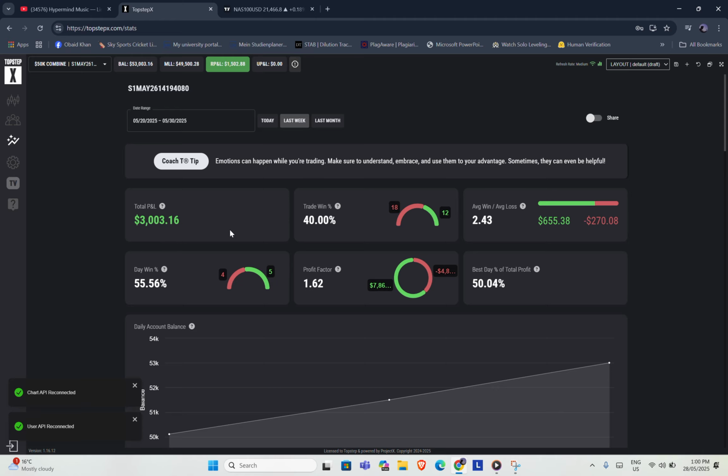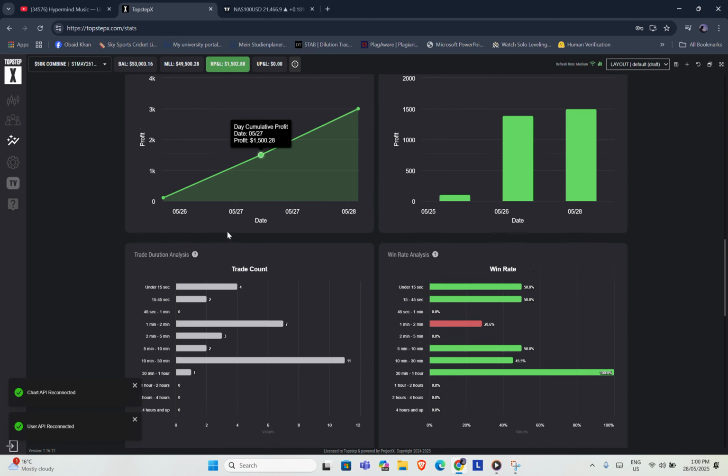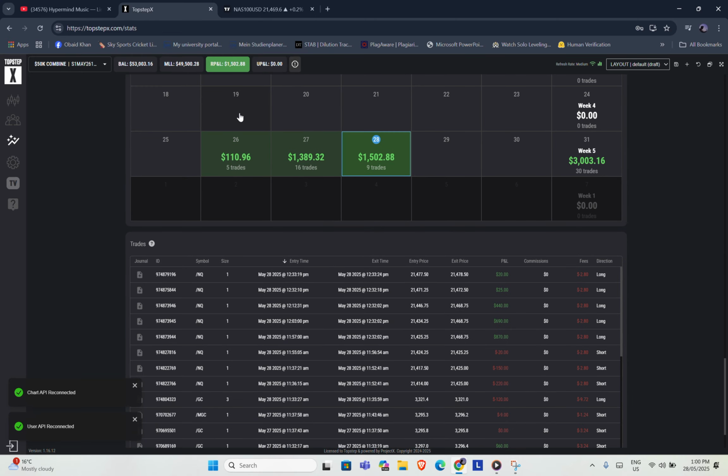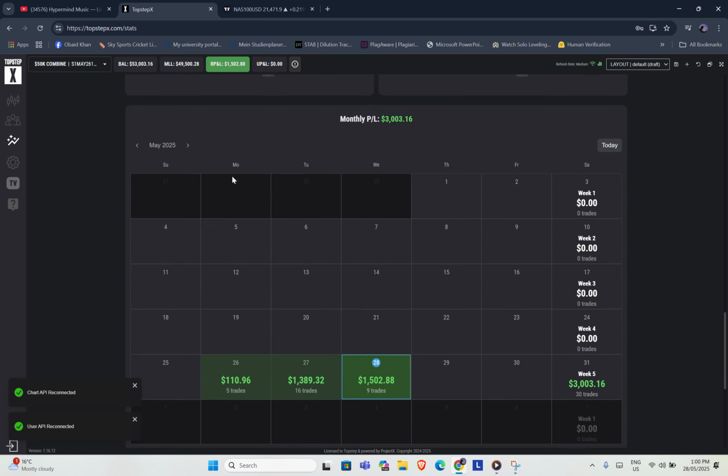So this is the PNL of the last 3 days. On the 26th I took 5 trades. It was not a really good day because it was Monday, and on Mondays usually the market is sluggish, really slow.